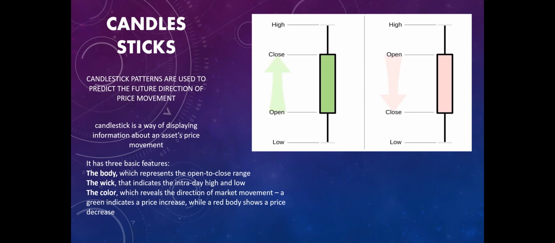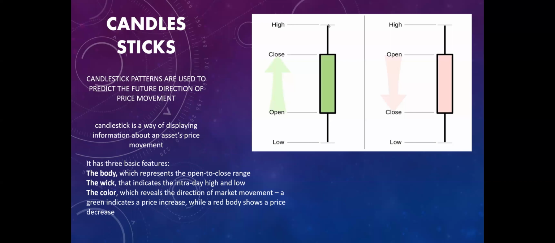And as you all know, the candle has three basic features. The first thing is the candle body. This is the body of the candle, which represents the open to close range. What does that mean? When it's a green candle, the bottom part of the body is where the candle opened. When it's a red candle, the upper end is where the candle opened.